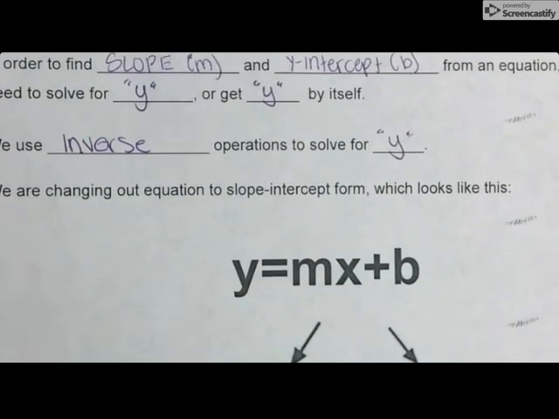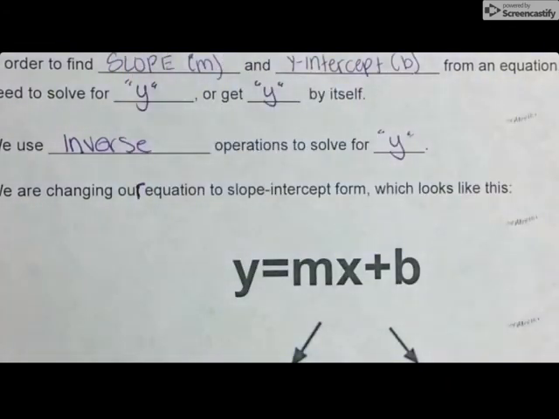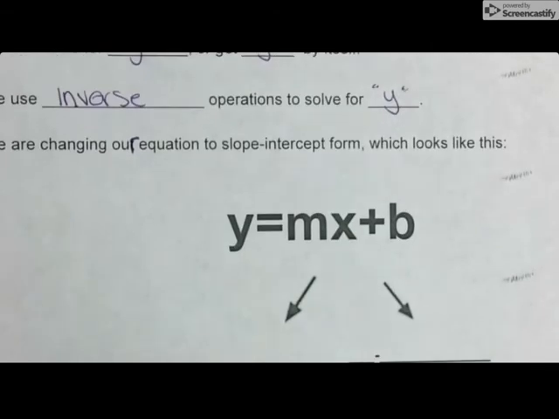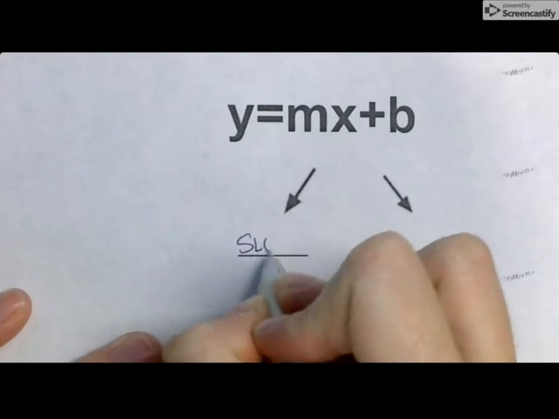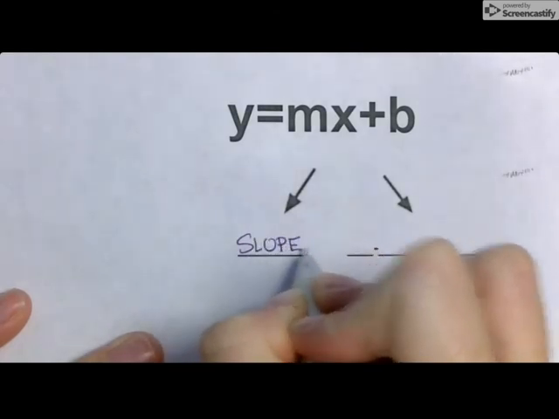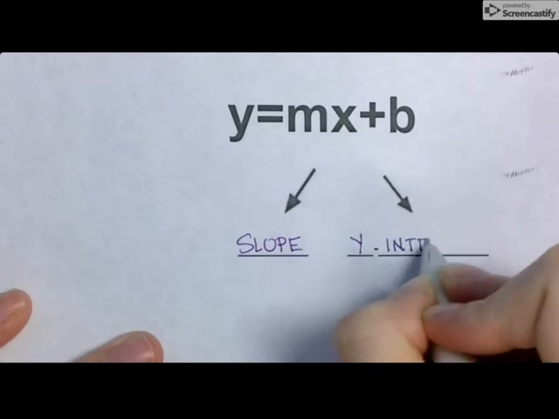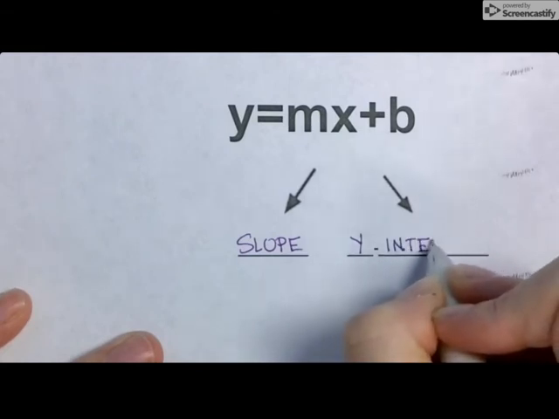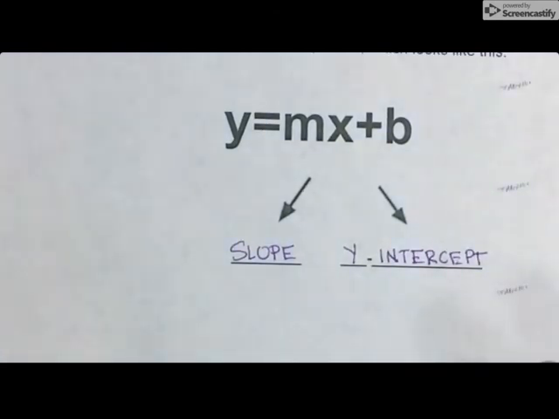We are changing our equation to slope-intercept form, which looks like this. Some people are still not sure what m and b are when I say it. So let's review that once again. M is your slope, your rise over run. B is your y-intercept. B is your y-intercept, where your line goes through the y-axis.